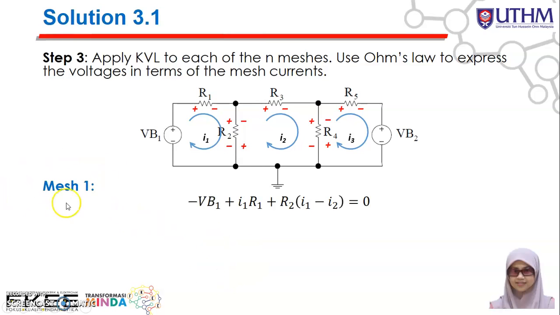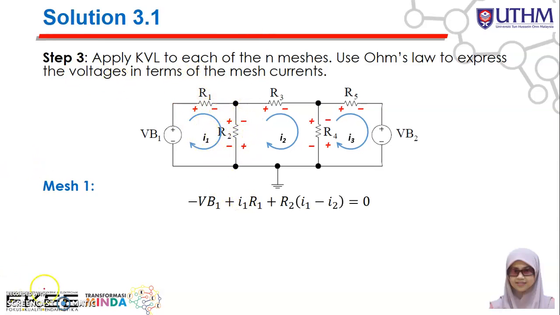For mesh 1, starting from this point, you will be having negative VB1 plus voltage across R1 plus voltage across R2. For the voltage across R1, you have I1 multiplied with R1. Remember you need to apply Ohm's law to express the voltage in terms of the mesh current. So here you have I1 multiplied with R1. How about the voltage across R2?